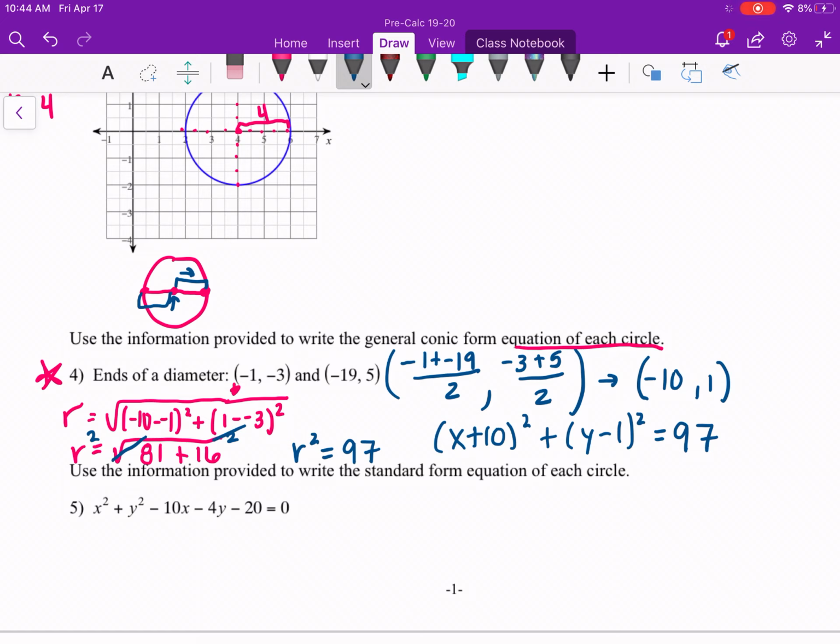So remember, midpoint first, that's your magic number. And then that number and any one of the 2 points that you started the problem with, okay? That's where you find your radius.